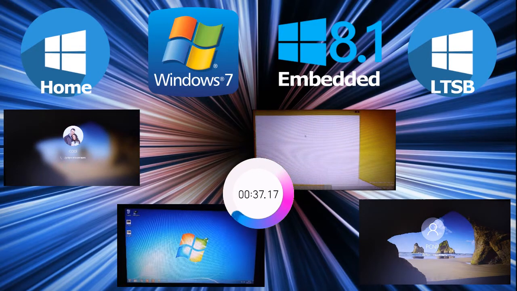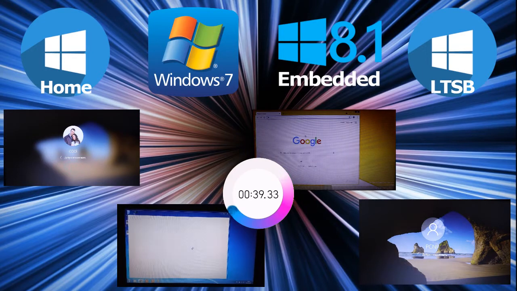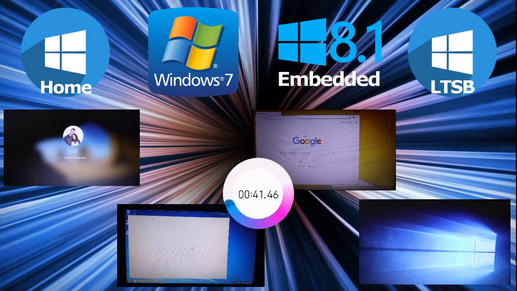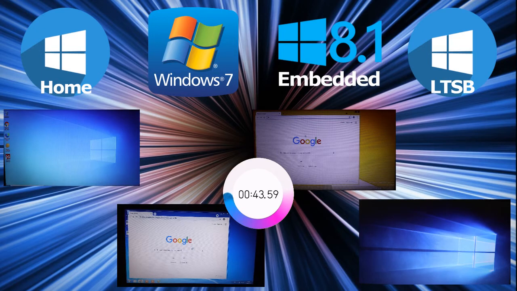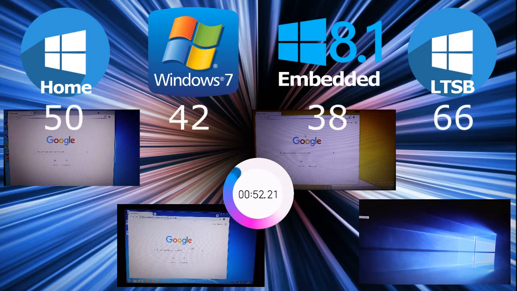So, Windows 8.1 Embedded is still the first, but 7 is in the second place, which is logical. Then Windows 10 Home and the Enterprise the last. Similar results to our first experiment, but the 7 came in second here.